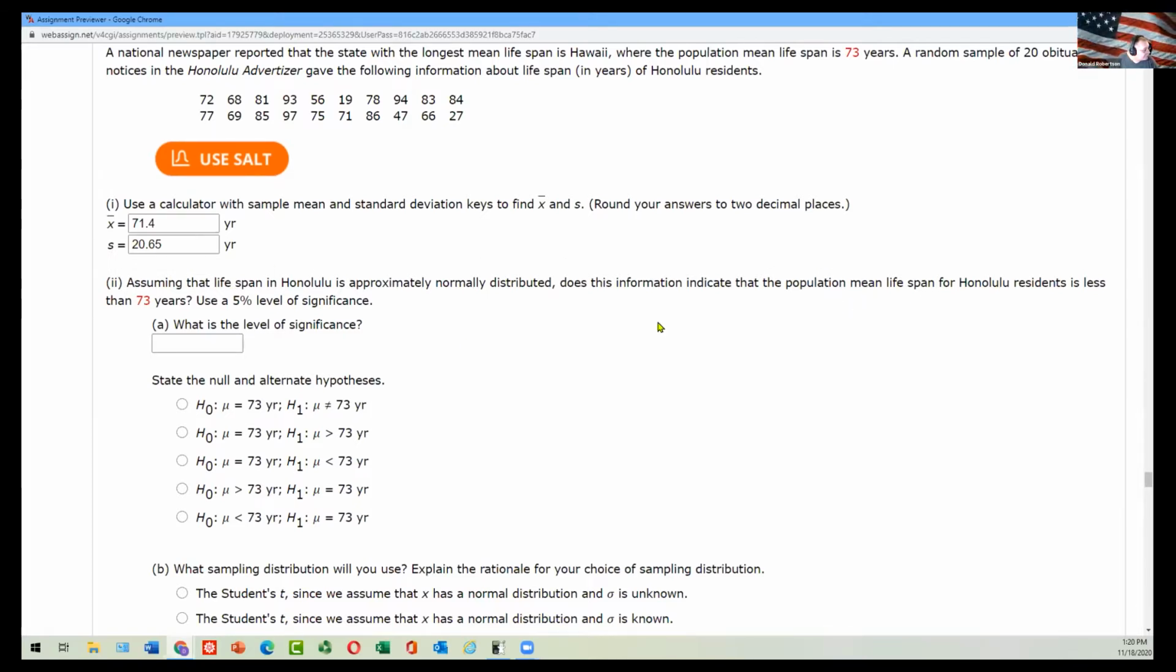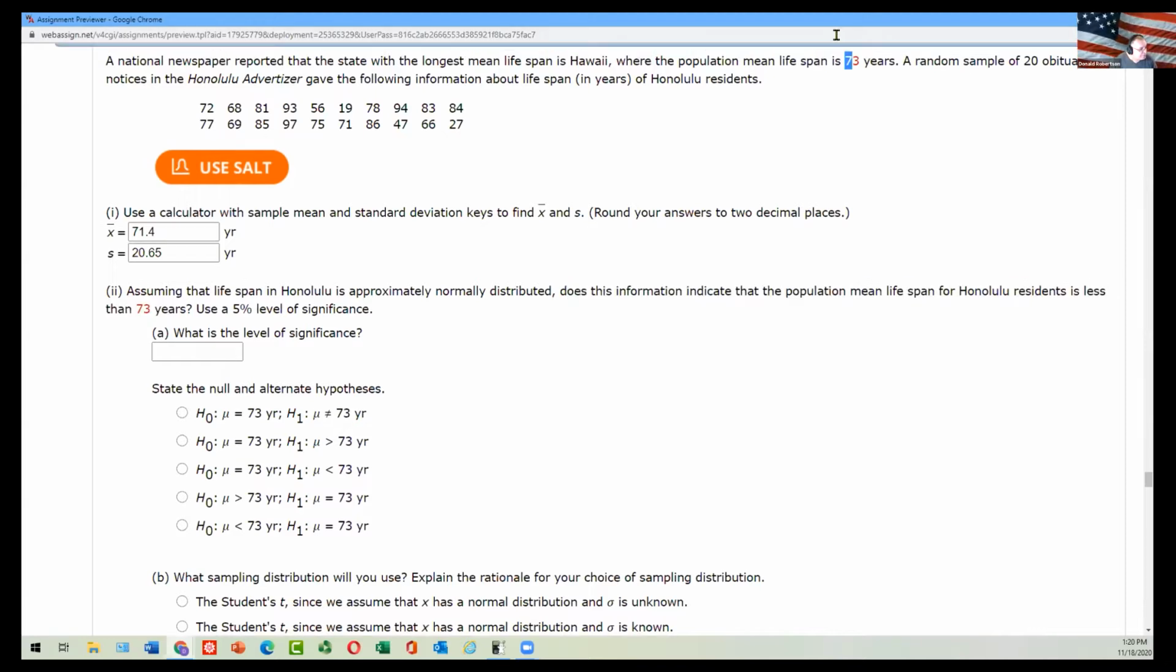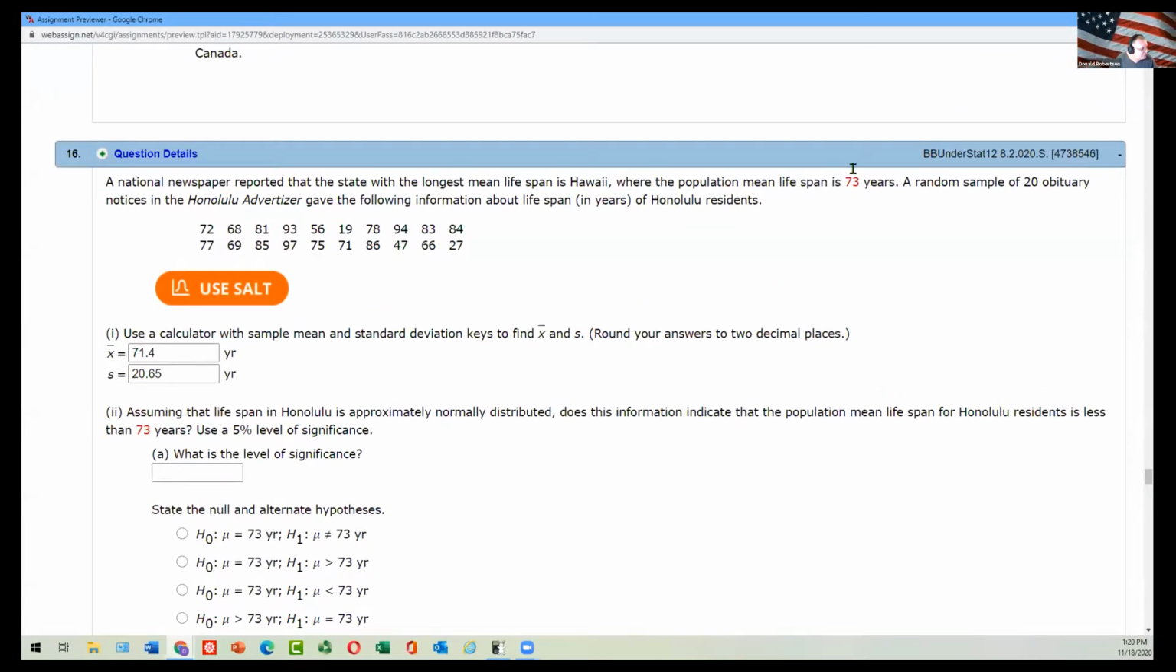Assume that it's approximately mound-shaped. Does this indicate that the population lifespan for Honolulu residents is less than 73 years? Okay, there they go. This is the thing we're wanting to prove. Does this indicate that it's less than 73? So people said it was 73, you collected some data and you're not so sure that they told the truth. Maybe it's changed, maybe it got different in the last year.